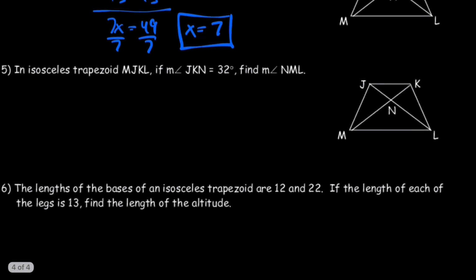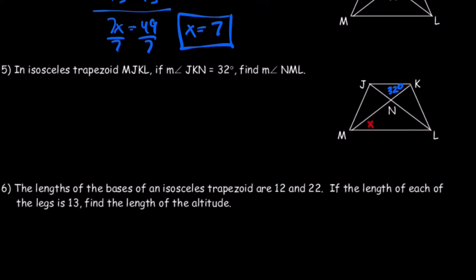All right, again, an isosceles trapezoid, MJKL. Measure of angle JKN. So that angle right up there is 32 degrees. Let me put that in. That's 32 degrees. Find the measure of angle NML. So I need to find this angle down here. Put an X.